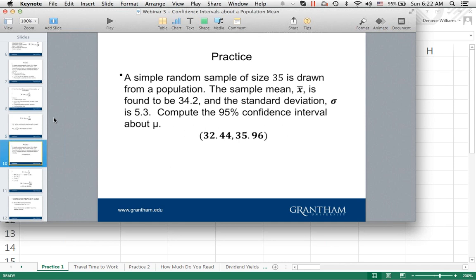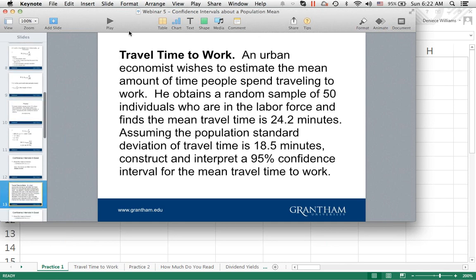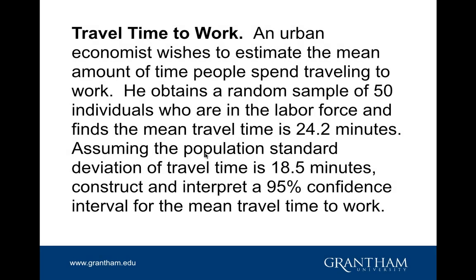Now let's try another problem. Here it says, an urban economist wishes to estimate the mean amount of time people spend traveling to work. He obtains a random sample of 50 individuals who are in the labor force and finds the mean travel time to be 24.2. This is for the sample. Assuming the population standard deviation is 18.5 minutes, construct and interpret a 95% confidence interval.